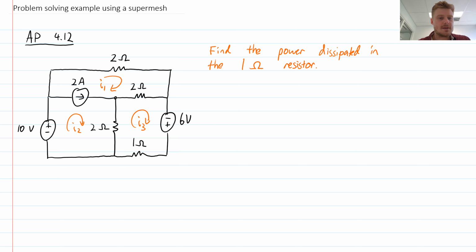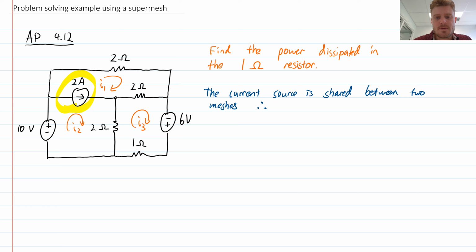And then if I look at the structure of this circuit, I notice that I have here a current source which is shared between two meshes. So therefore, I need to use a supermesh. So that's how we're going to solve it.